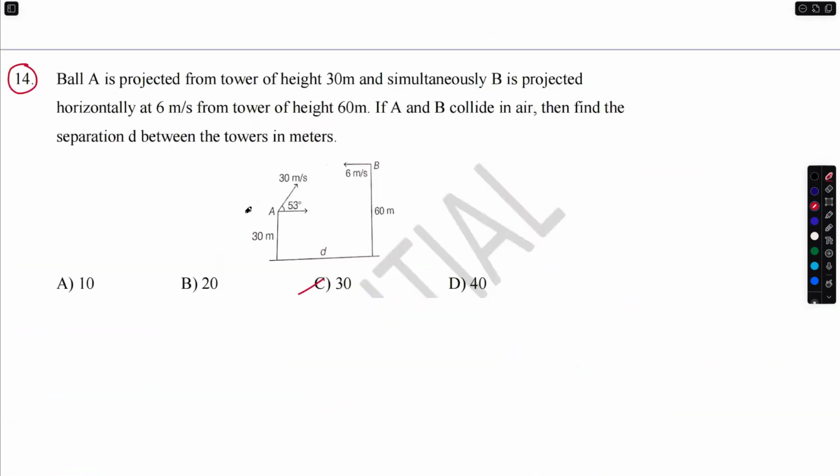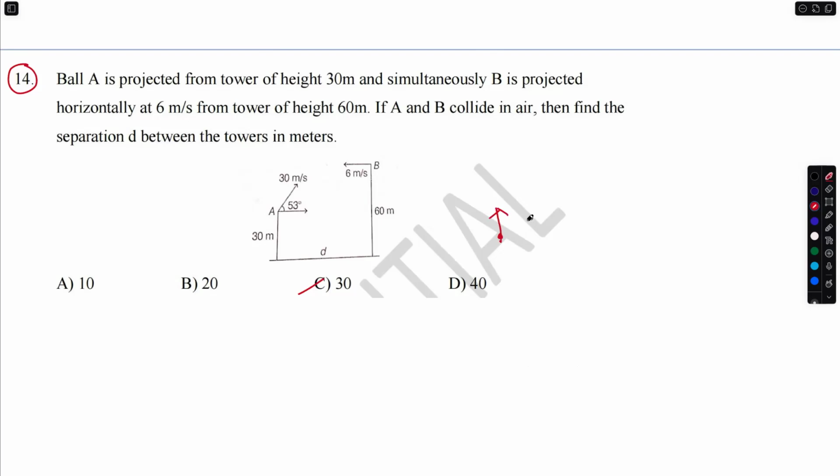Ball A is dropped from the tower of height 30 meters and similarly B is projected horizontally at 6 meters per second from a tower of height 60 meters. A and B collide in air. Then find the separation D between the towers in meters. Remember what time it is happening, that I can determine, because I need to take only vertical components here.